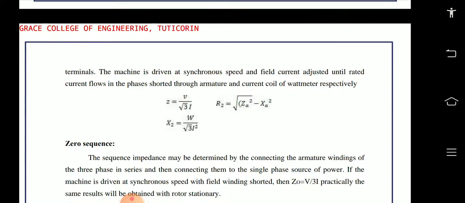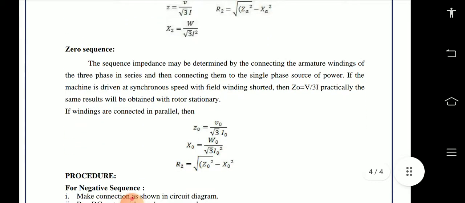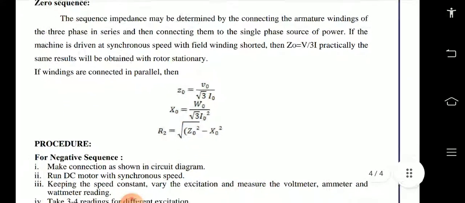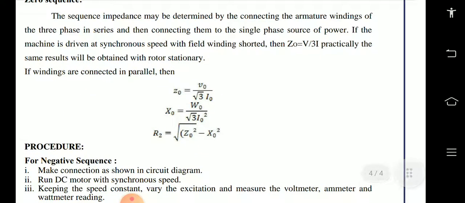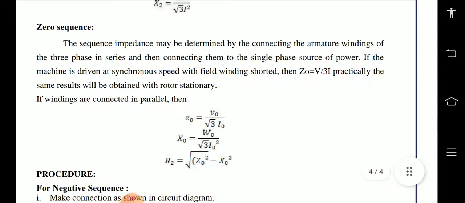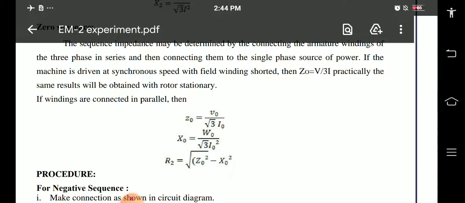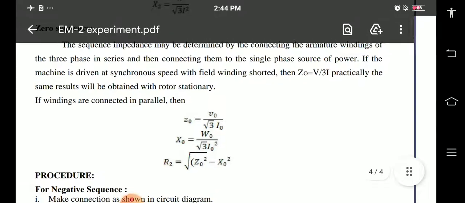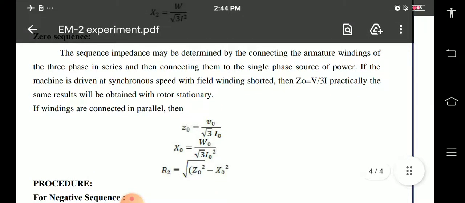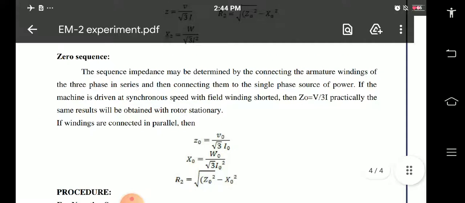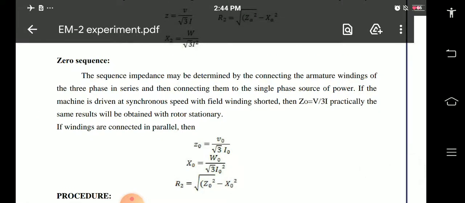So from the readings we can calculate R2 and X2 for our negative sequence and also for your zero sequence. Zero sequence also has some formulas, that is X0 and R0. This X0 refers to the reactance for the zero sequence component, and R0 will be your resistance for the zero sequence component. Okay, so this is the thing we have to do with this experiment.